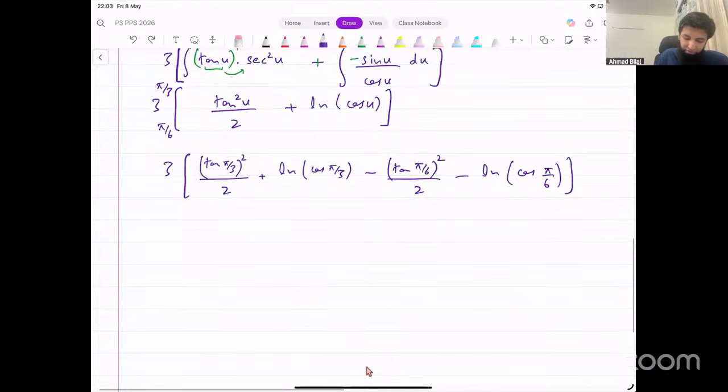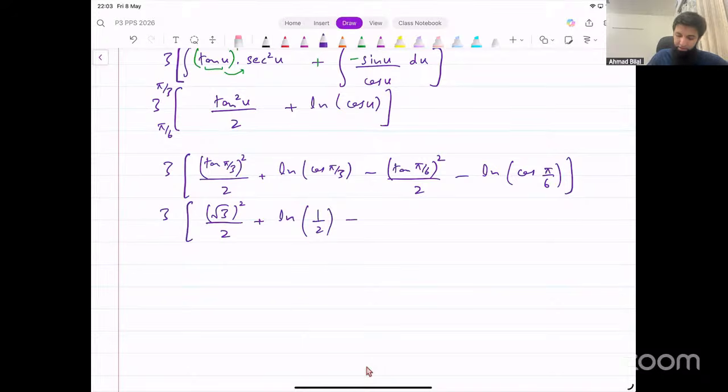Okay, let's simplify this further. Tan of pi over 3. Put this on a calculator, tan pi over 3. Tan pi over 3 is under root 3, I think, right? Please confirm. I think it's under root 3 whole squared. We did that in an earlier question as well. Over 2 plus ln of cos pi over 3, that's cos 60. Cos 60 is 1 over 2.